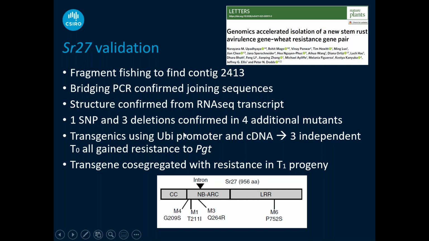And one SNP and three deletion mutations were confirmed in another four additional mutants. So there were eight mutants confirmed altogether. And transgenics were made using a ubiquitin promoter and cDNA to generate three independent transgenics, and that all gained resistance to stem rust. And this transgene also co-segregated with resistance in the T1 progeny.